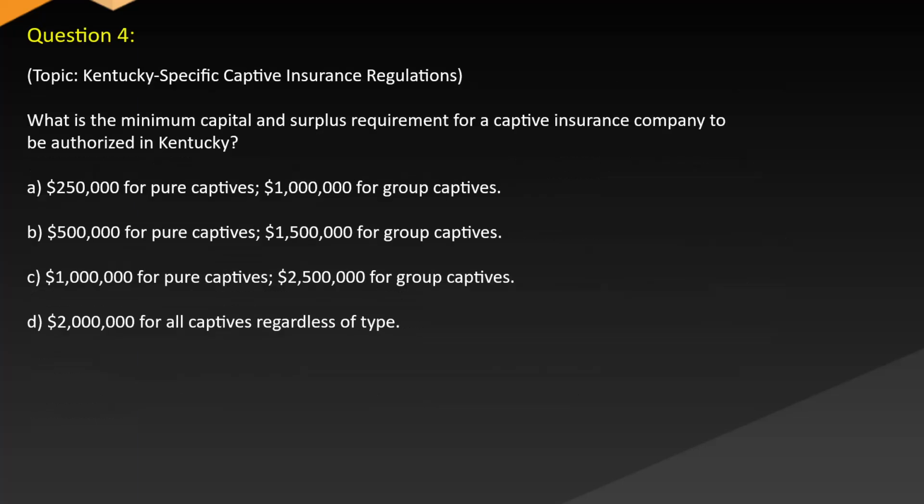Question 4. Topic: Kentucky-specific captive insurance regulations. What is the minimum capital and surplus requirement for a captive insurance company to be authorized in Kentucky? A. $250,000 for pure captives or $1 million for group captives. B. $500,000 for pure captives or $1,500,000 for group captives. C. $1 million for pure captives or $2,500,000 for group captives. D. $2 million for all captives regardless of type.